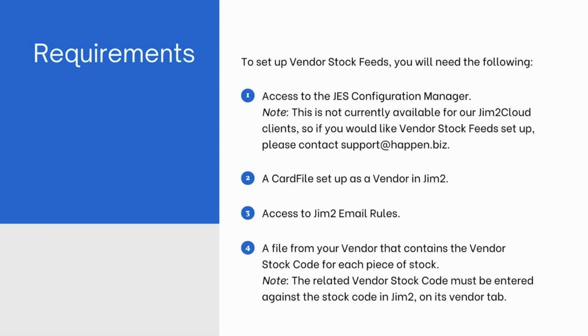To set up vendor stock feeds, you'll need the following: access to Jess configuration. Please note, access to Jess configuration is not yet available for our cloud customers, so if you're on a cloud solution and would like to set this up, please get in touch with our support team. You'll also need a card code set up as a vendor in Jim2, access to create email rules, and a file from your vendor that contains the vendor stock code for each piece of stock. The related vendor stock code must be entered against the stock code in Jim2 on its vendor tab.